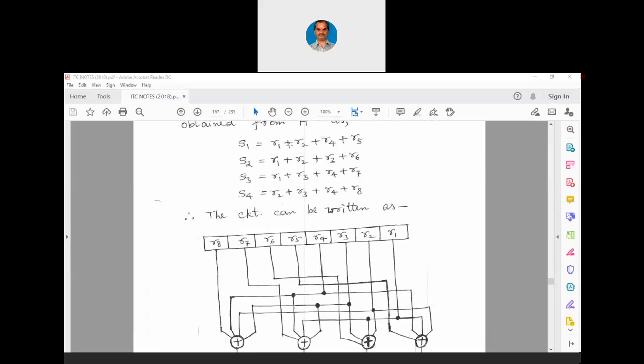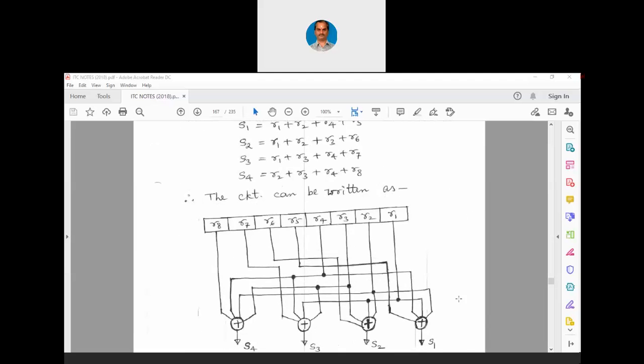You can see that S1 is R1 plus R2 plus R4 plus R5. So for S1, you have R1 here, then you have R2 coming here, then you have R4 coming here, then you have R5 coming here. That way I have written the respective bits from the received code vector as inputs to this particular XOR gate, and the output of that XOR gate is S1. Similarly, later on you can verify the connections for S2, S3 and S4 in accordance with these three equations.